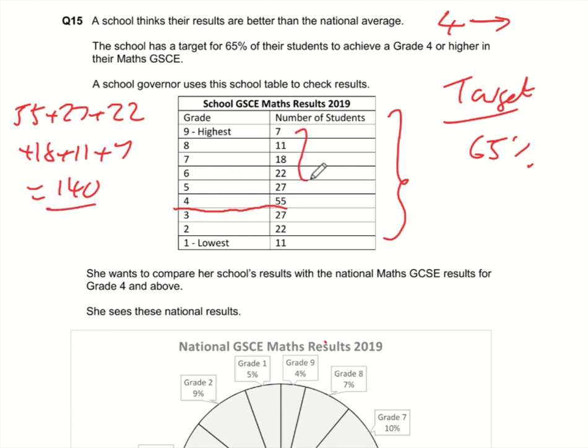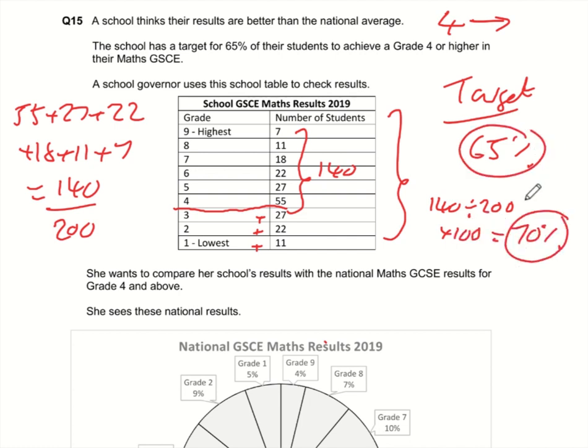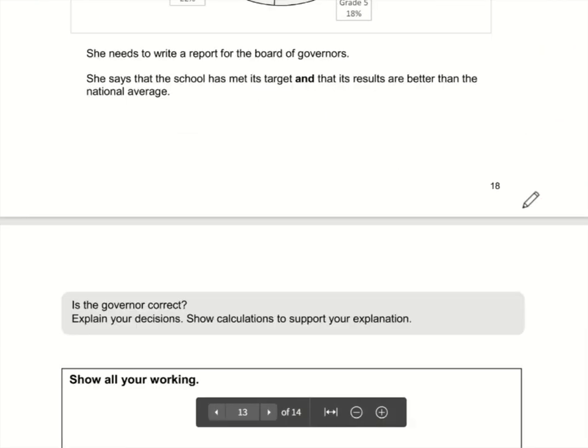Out of a total of how many? Well, we know that all of this, that's 140. So if I add to 140, 27, 22 and 11, that is 200. Now we need to turn this into a percentage. So to turn a fraction into a percentage, it is the top divided by the bottom multiplied by 100, so that is 70%. So the target is 65%, the actual was 70%.